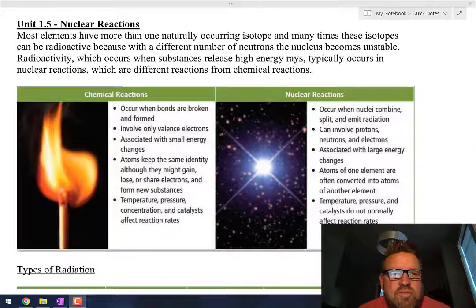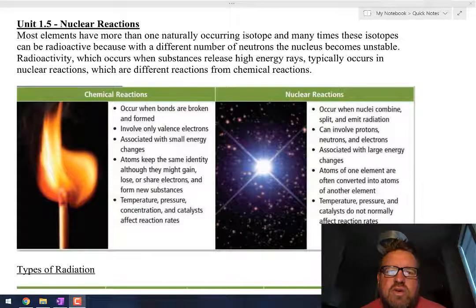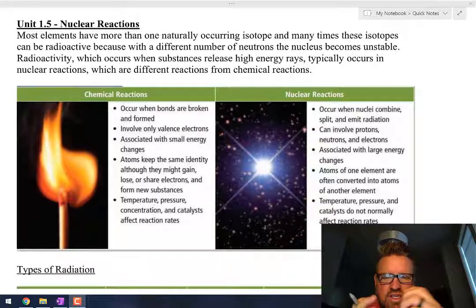Right, Unit 1.5 is all about what are called nuclear reactions. A nuclear reaction is a little bit different from what we typically refer to as a chemical reaction, because a nuclear reaction involves the nucleus. And anytime you mess with the nucleus of an atom, you're messing with the stability of that atom.